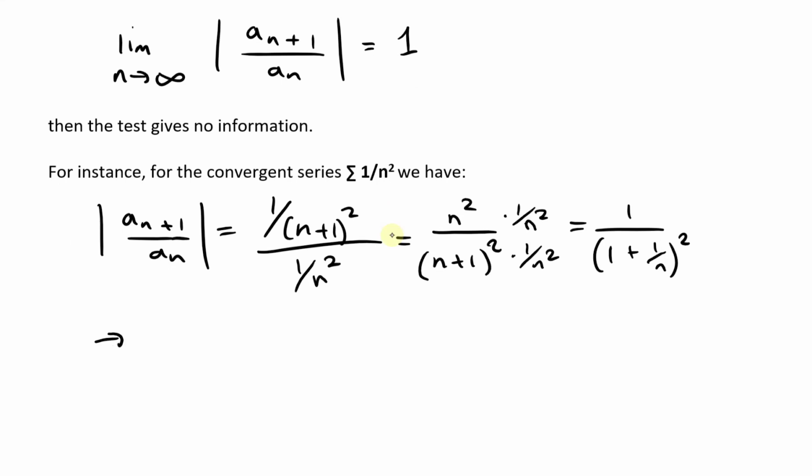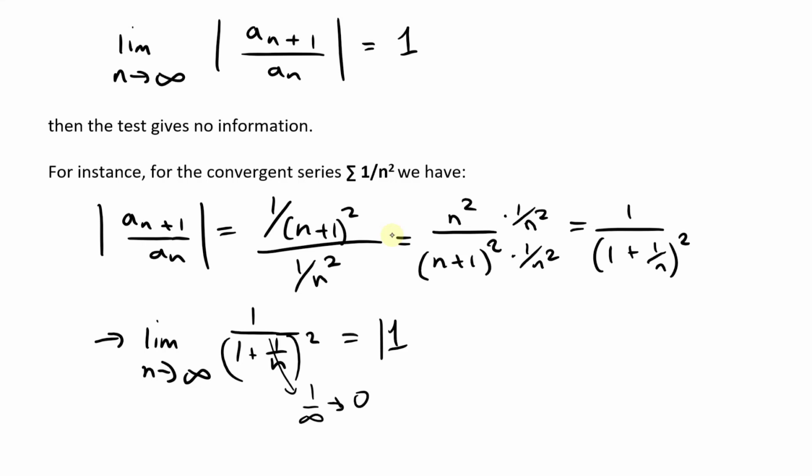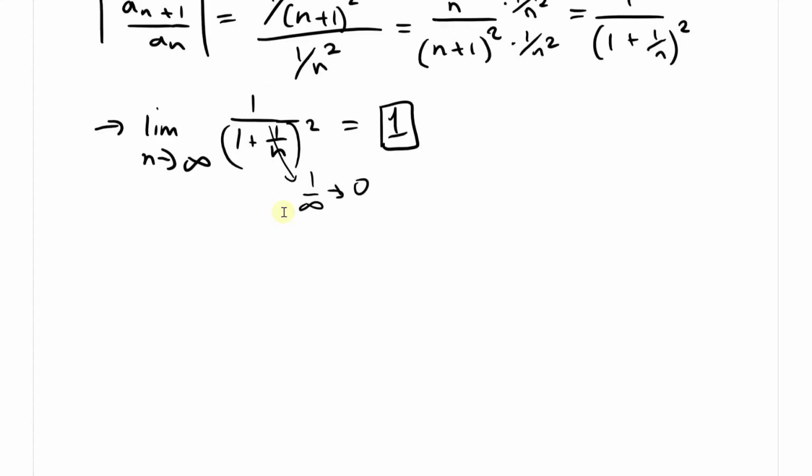Now we take the limit as n approaches infinity of this ratio, 1 over (1 + 1/n) squared. I forgot to note that this is an absolute value, but since n+1 is squared, it's always positive, so you don't need the absolute value there. When you square negatives, it becomes positive. So 1 over n becomes 1 over infinity, which approaches 0, so we get 1 over 1, which equals 1. So this is a convergent series, and the ratio equals 1.